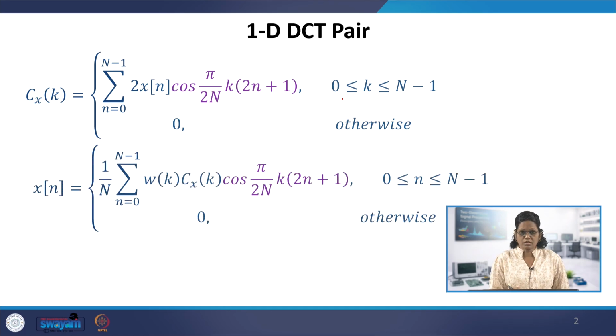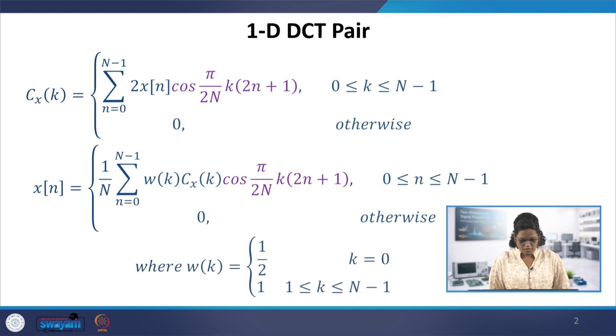Now, if you take this DCT pair, from the DCT coefficients you can get the signal back. This is an invertible transform, so the inverse transform exists for the DCT. Once we know the coefficients, we can get back the signal, and for the given signal, we can get the coefficients as well. For this case, the basis function is cos of pi k by 2N into (2n plus 1), where wk is a constant, which is half for k equal to 0 and 1 for the remaining k values, that is, k varying from 1 to N minus 1.